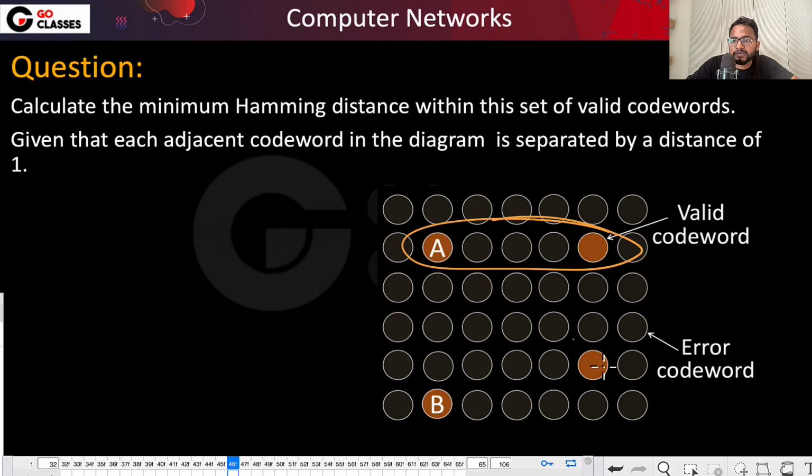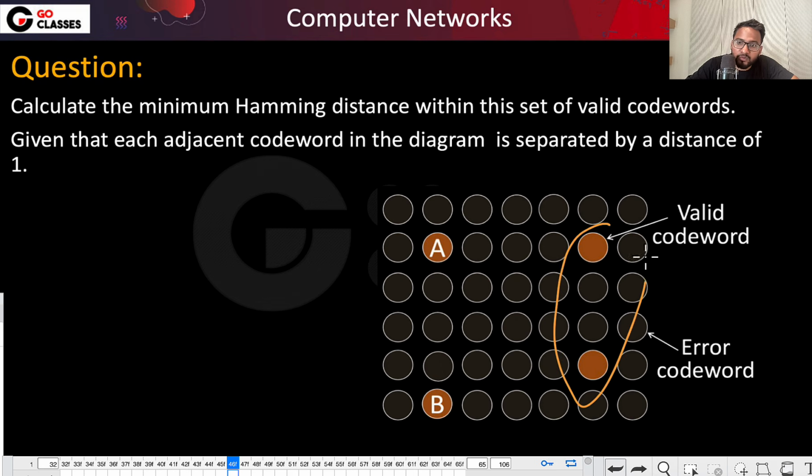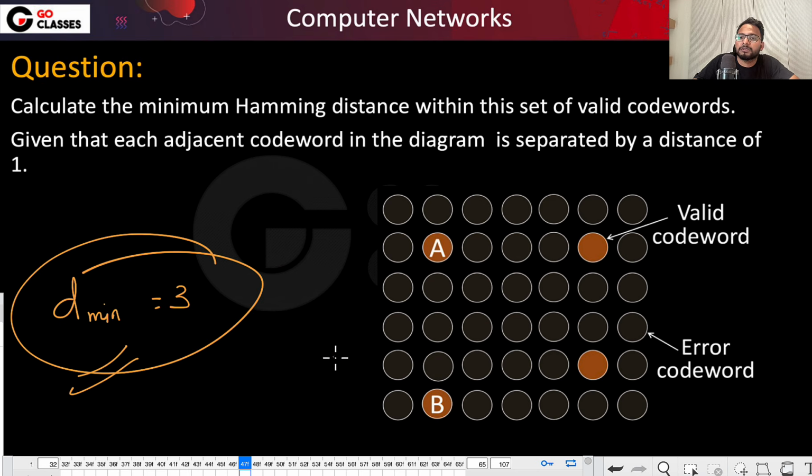Between these two valids the distance is again 4. But between these two valids the distance is 3 only. So that's why the minimum is 3. I hope you understood. Minimum is 3. Why? Between these two valids. 1, 2 and 3. Minimum is 3 distance. Although 4 distance is also present, the minimum is 3.